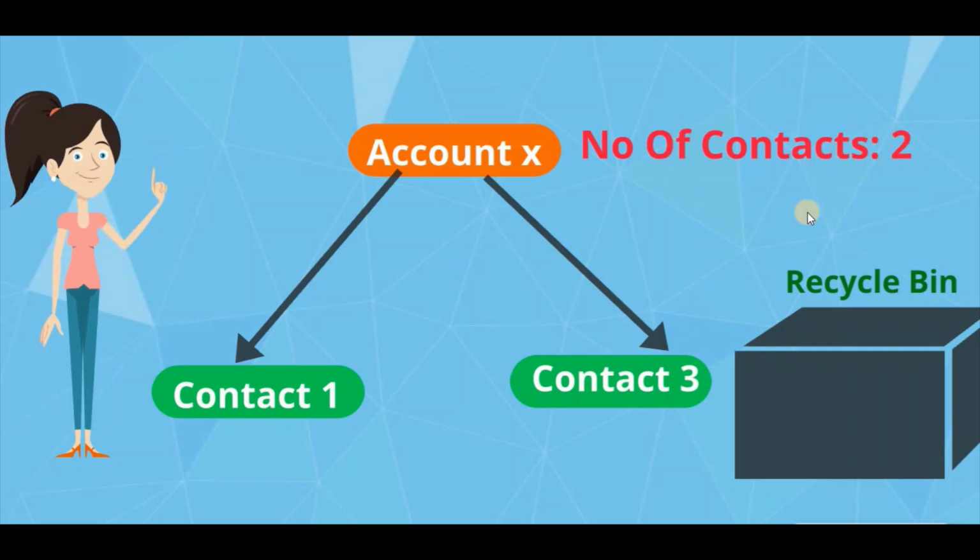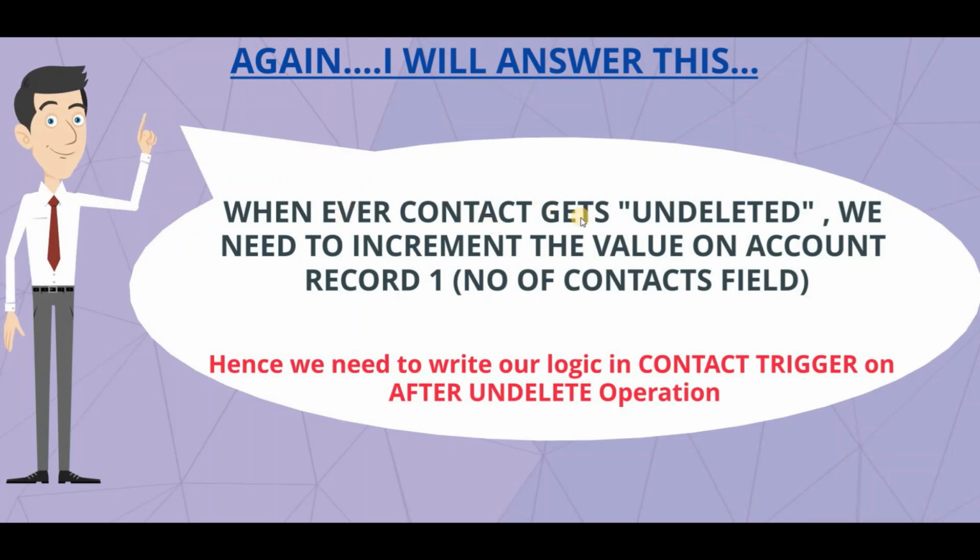How will you achieve this? QBoy says he will answer this. Whenever a contact gets undeleted, we need to increment the value on the account record, the number of contacts field, yes. Hence, we need to write our logic in the contact trigger on the after undelete operation. Exactly. So this is how we need to do it.